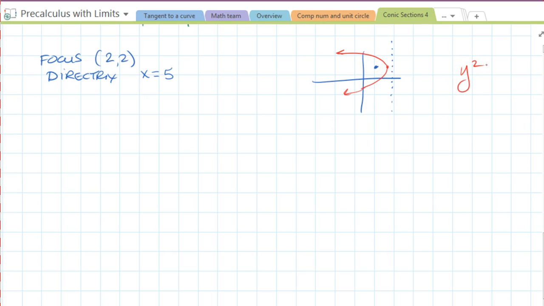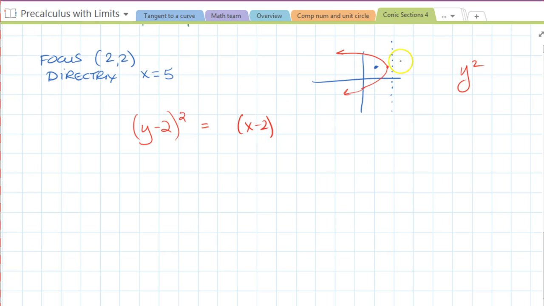So I know it's a y squared. I'm going to start my equation by saying (y minus 2) quantity squared is equal to something times (x minus 2), not squared, because only the y is squared. Only one of them will be. If both of them were squared, we'd be talking about a circle, and this is a parabola.